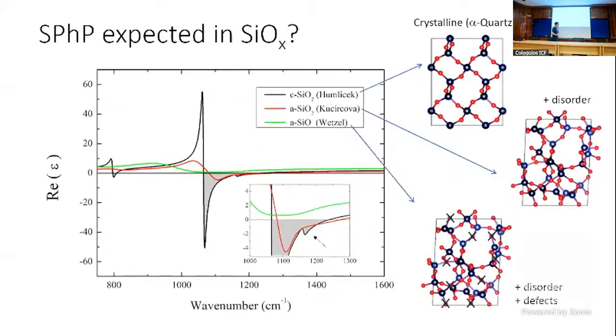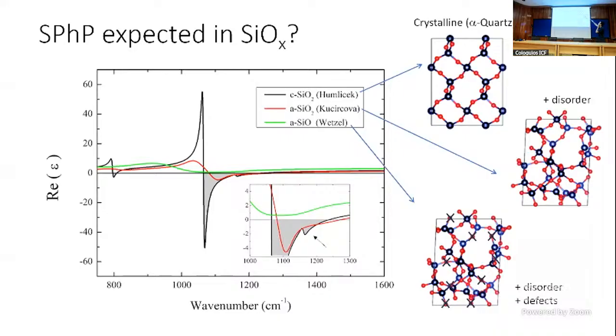Okay. So this is good also to understand a little bit more what I am calling disorder and defects here. This is the dielectric function as a function of the wave number, proportional to the energy. And there are three different curves here. This is for crystalline quartz, alpha quartz, crystalline silicon dioxide. This is amorphous, from people that measured it. They are all experimental here. And this is for what they call SiOx, but really this is this thing here with less oxygens.